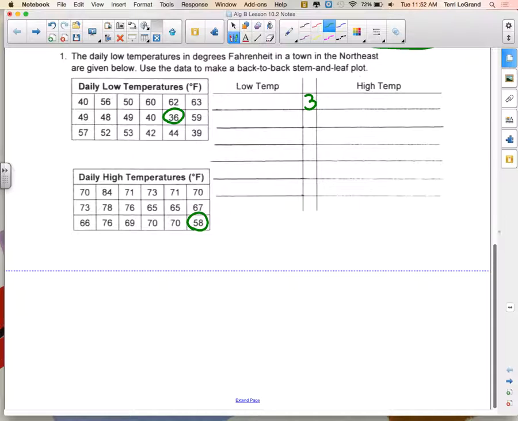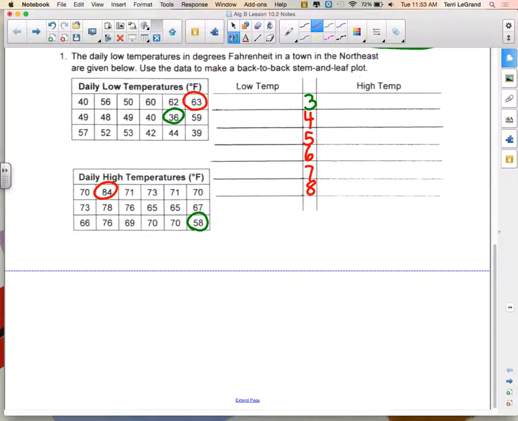Okay, what's the highest low temperature? 63, right here. What's the highest high temperature? 84. Okay, so how far do we have to take our stems? Up to 6 or up to 8? 8. We have to take it all the way to 8, don't we? So we're going to do 3, 4, 5, 6, 7, 8.